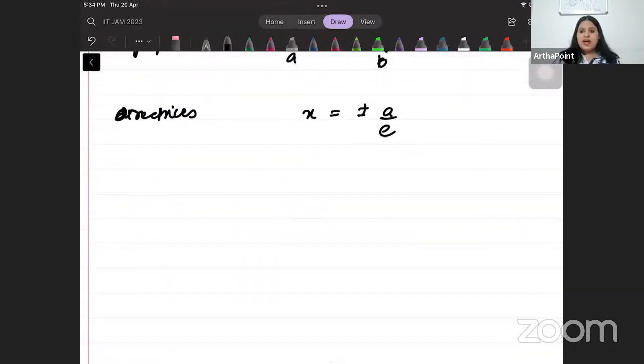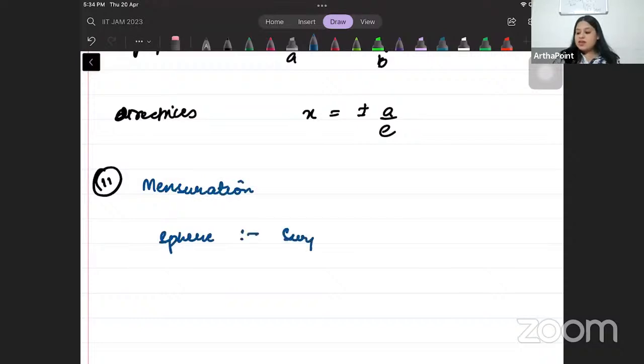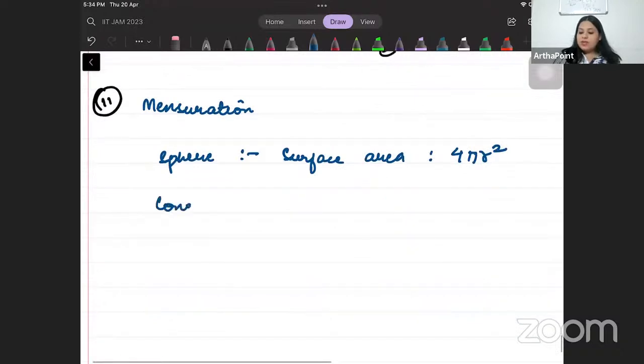Besides the conic information, let us go to circles and spheres. So this is part number 11. For a sphere, the surface area is 4 pi r square, right? And if we talk about the cone, its surface area is pi r into l, the slant height. That becomes the surface area of the cone, right?